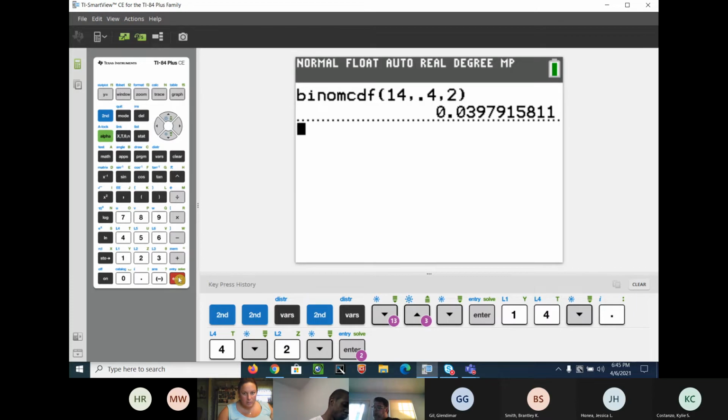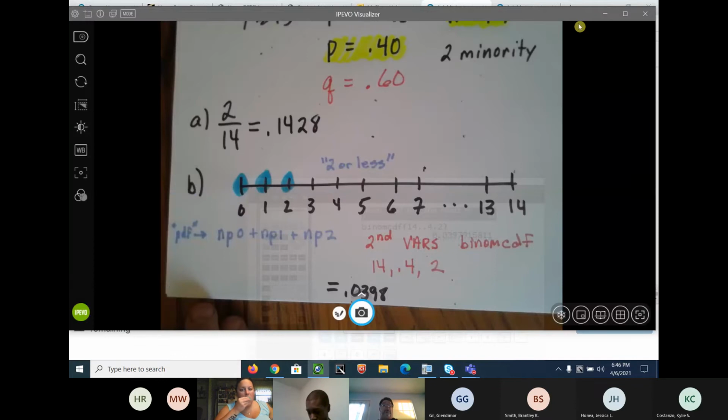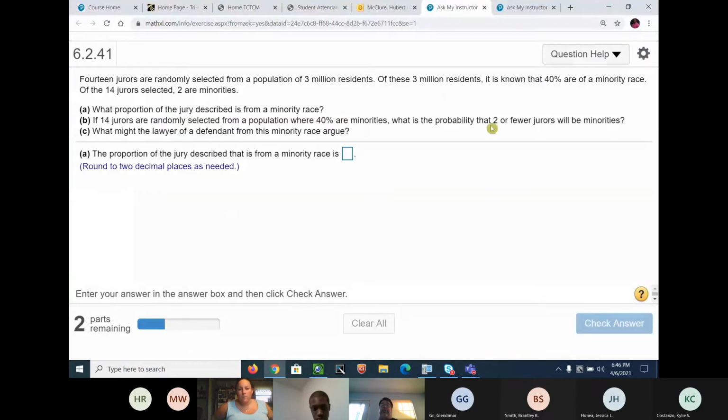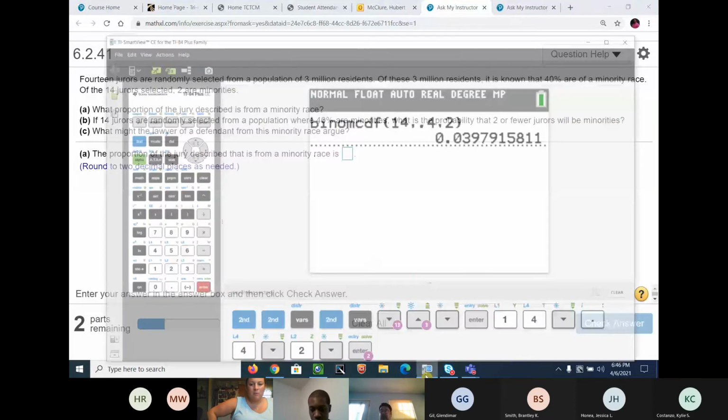Okay, I see where the 14 came from, because that's your total population of jurors, comma, 0.4. Is that right? Yep. I thought it was 0.40. How'd you get 0.4? Same thing. Okay, 0.4, and then 2. Where did the 2 come from? The question asked. Remember me telling you to highlight 2 or fewer? So the 2 is the fewer. Yes, they'll give you that. Okay, close parenthesis and enter. Yep. 0.0398. There you go.